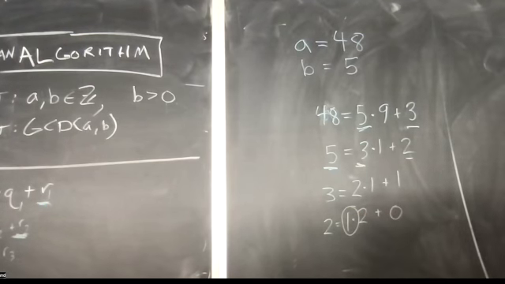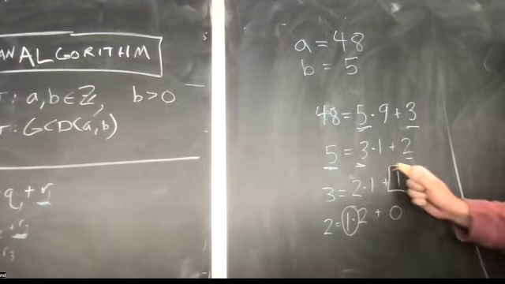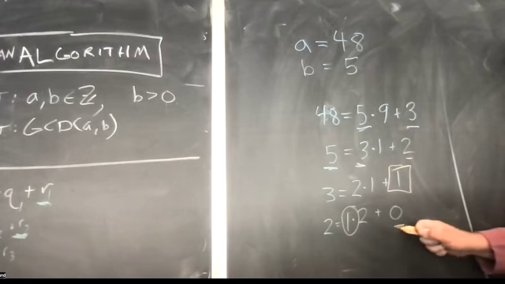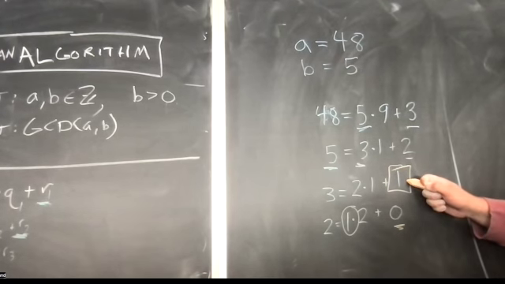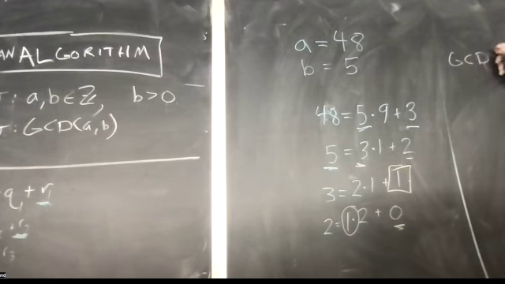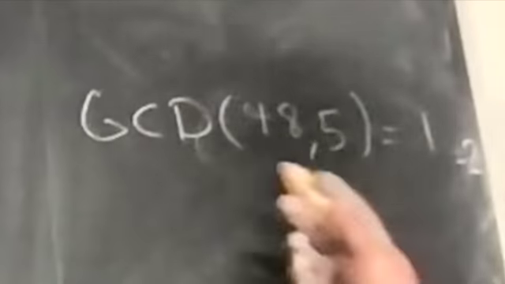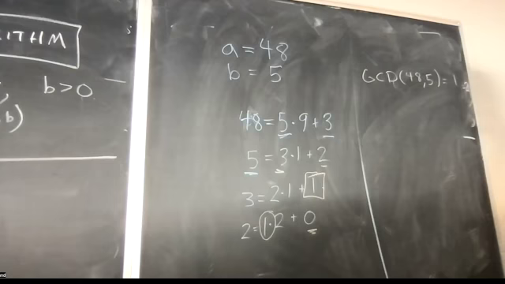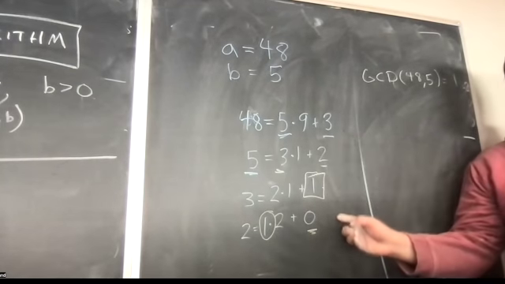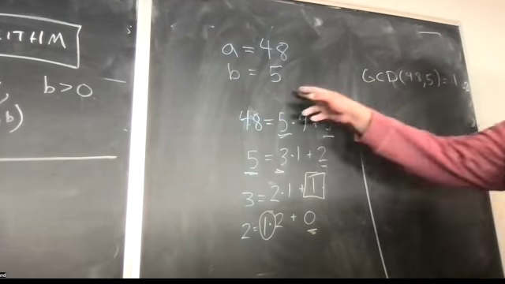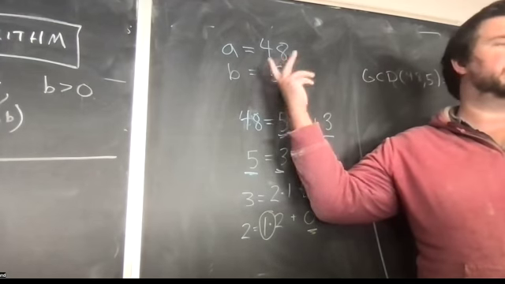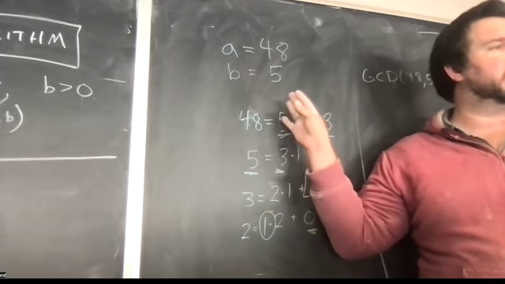So the GCD is 1, whatever the last non-zero remainder is. When you get to zero, go back to the previous step. So this establishes that the GCD of 48 and 5 is equal to 1. And this isn't too bad if you believe that you can divide and find remainders, which we can. If B is bigger than A, you have to switch them. Start with 512 equals whatever times 48.